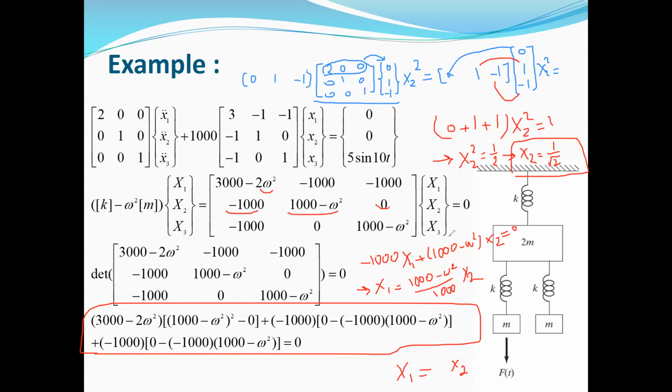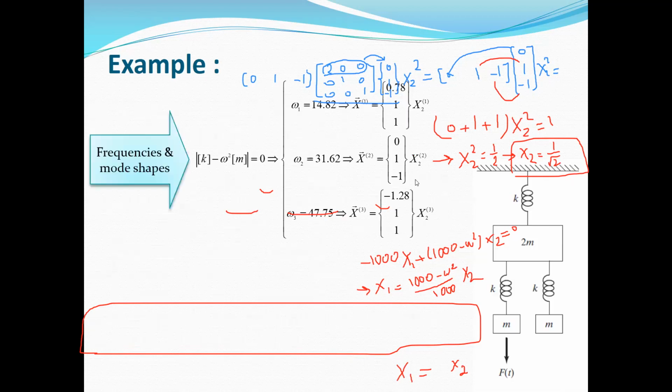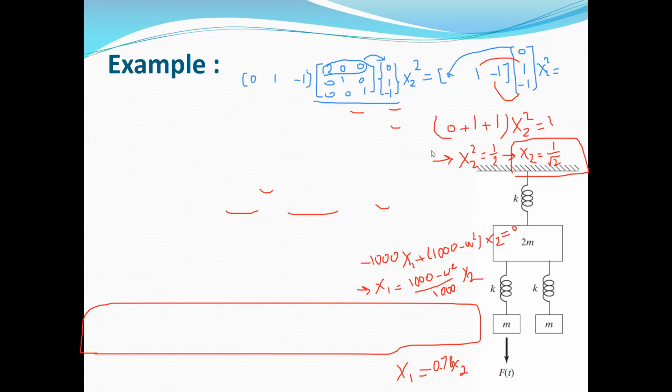If you go to this equation, you can see this relation x1, the first mode shape. We find that x1 is equal to 0.78 times x2. In fact, when you substitute omega is equal to omega 1 in this equation, you can conclude that x1 is equal to 0.78 times x2, and x2 is equal to x2, but x3 can be obtained from the other equation here.